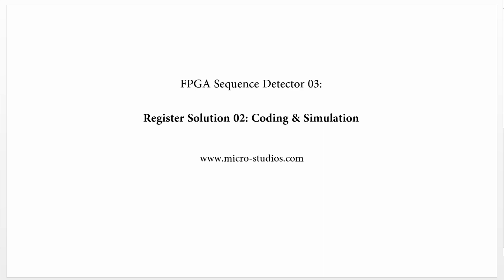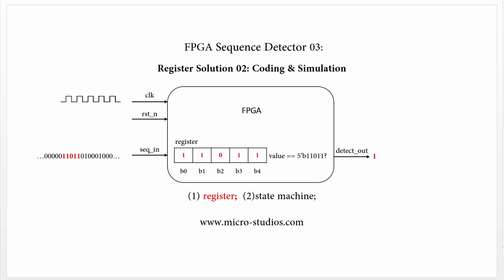In this video, we will talk about the register solution 02, coding and simulation. Okay, so from the previous video, we know we have the system block like this. This is the system interface. This is for the register solution. So let's take a look at how we code it and simulate it.